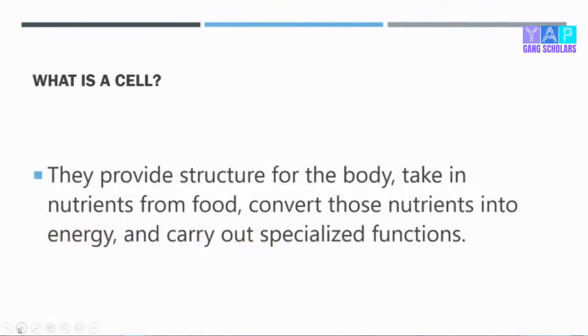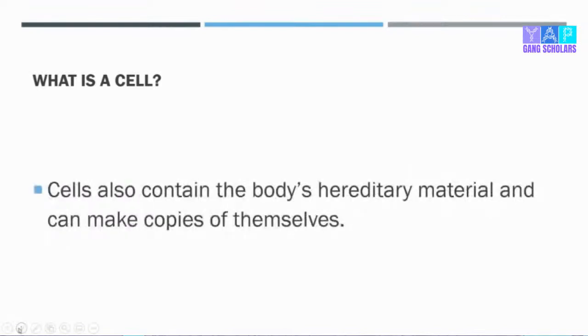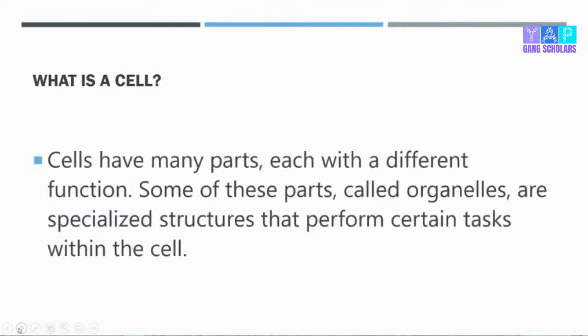So cells provide structure for the body, take in nutrients from food, convert those nutrients into energy, and carry out specialized functions. Cells also contain the body's hereditary material and can make copies of themselves. So cells have many parts, each with a different function. Some of these parts, called organelles, are specialized structures that perform certain tasks within the cell.